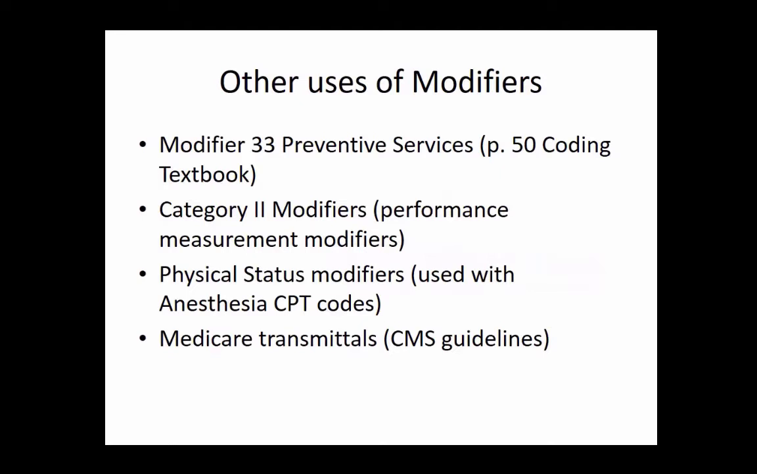There are other uses for modifiers that we won't spend a lot of time on in this class. I just want you to know about them. One is Modifier 33, which is preventive services, but it's preventive services under certain criteria. That is on page 50 in your coding textbook. Category 2 modifiers have to do with performance measurement and different tracking there. The physical status modifiers are only used with the anesthesia CPT codes. And then there are CMS guidelines for Medicare transmittals that are very specific. So these, as I said, we will not be talking about much in this class. I just want you to know what they are.